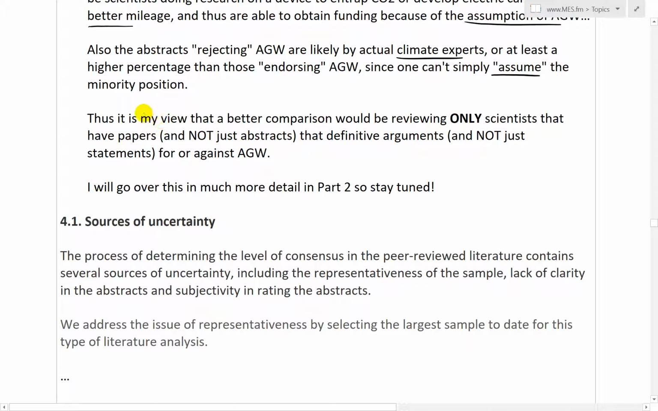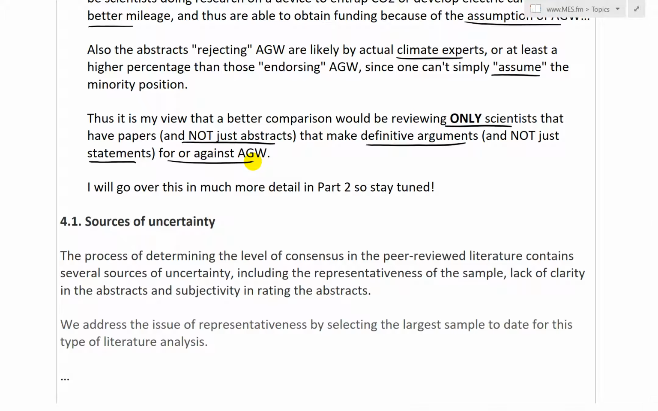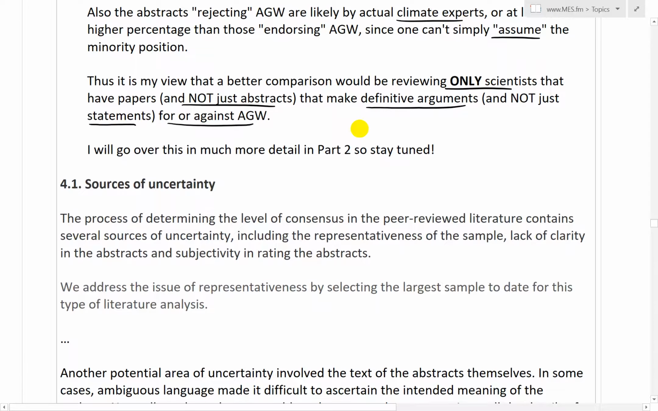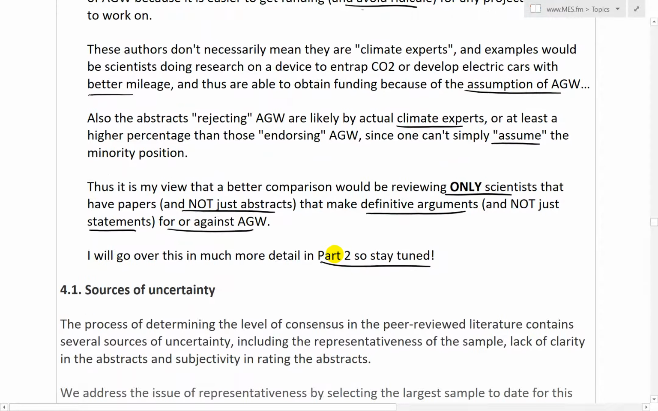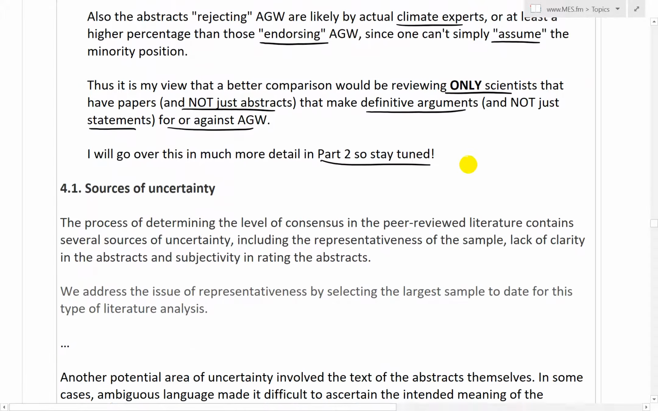Thus it is my view that a better comparison would be reviewing only scientists that have papers and not just abstracts, and that those scientists make definitive arguments and not just statements or half of a sentence for or against AGW. That should be the review. Only the actual arguments. No review of these random endorsed and not endorsed, which in my opinion is very dangerous, as I'll get to later on. I'll go over this in much more detail in part 2, so stay tuned to show just how much these people are endorsing it, or these abstracts.